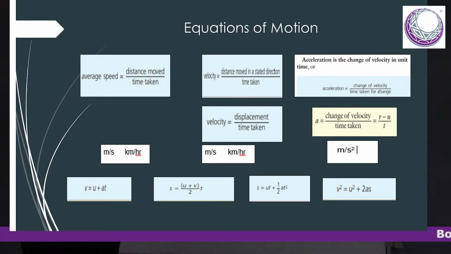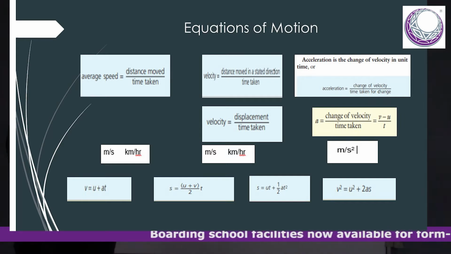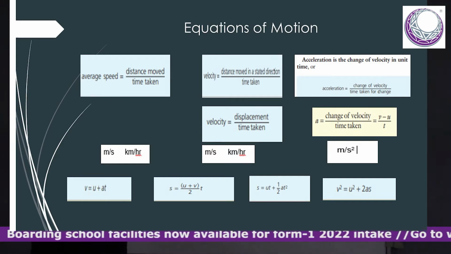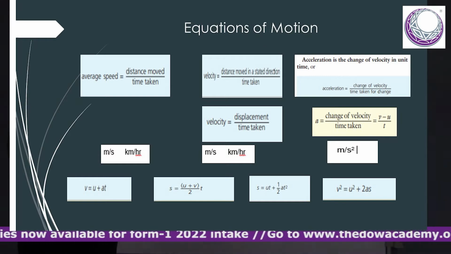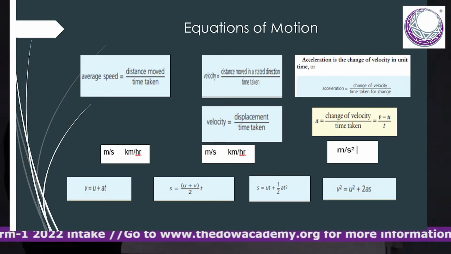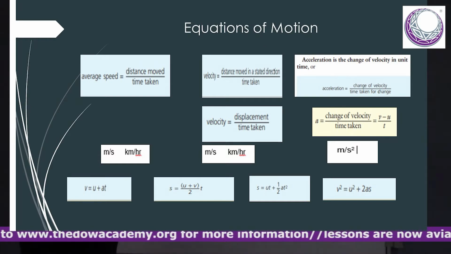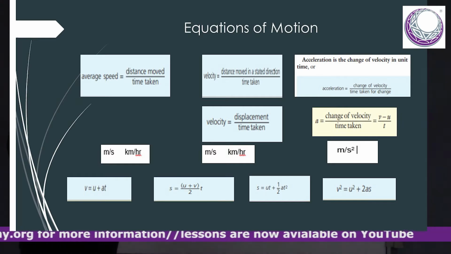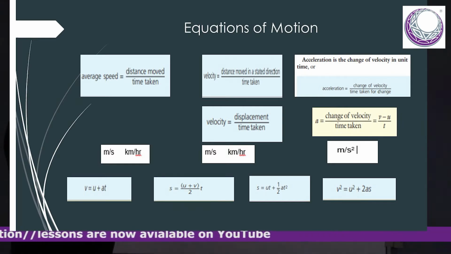So that idea of scalars and vectors comes in. So velocity is displacement divided by the time taken. It will have the same units as speed, meters per second or kilometers per hour. We move on. We have acceleration.